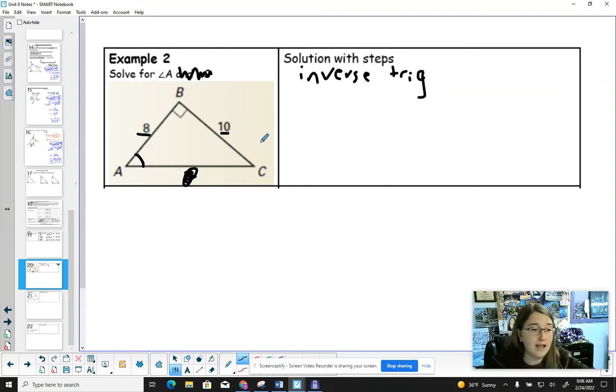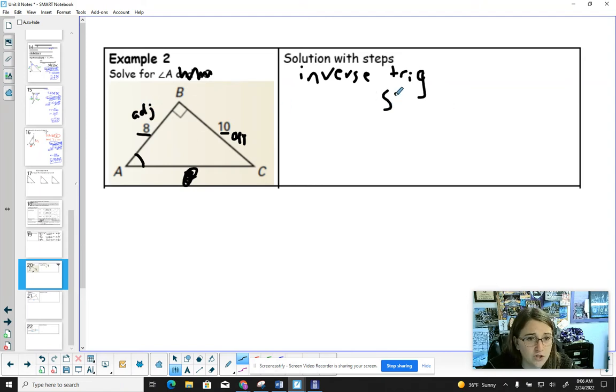What are they? Again, I don't know this side. If you need to label it to know what 10 and 8 should be, you can. But then erase that label. Don't leave it to be confused. Okay, 10 is the opposite. The blank side is the hypotenuse, so I'm not going to label it. That leaves 8 to be the adjacent.